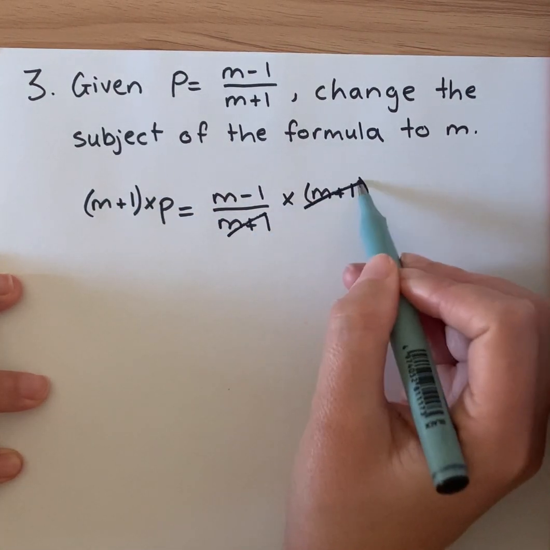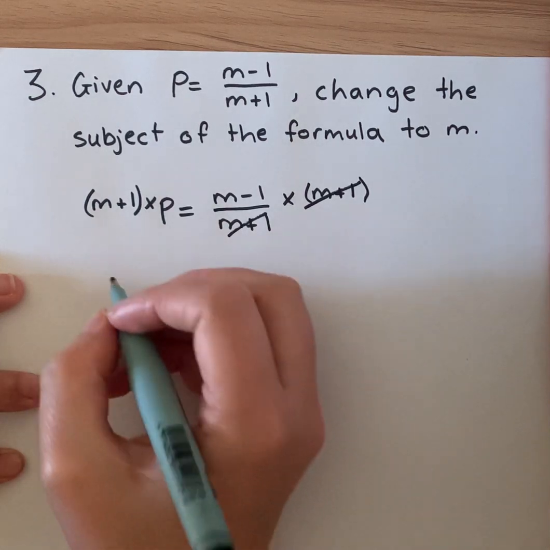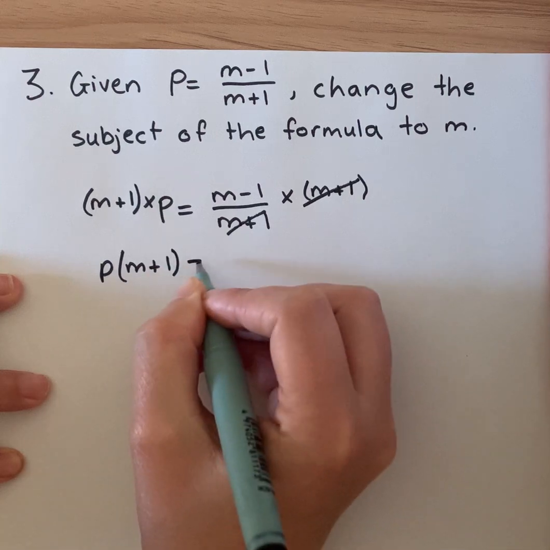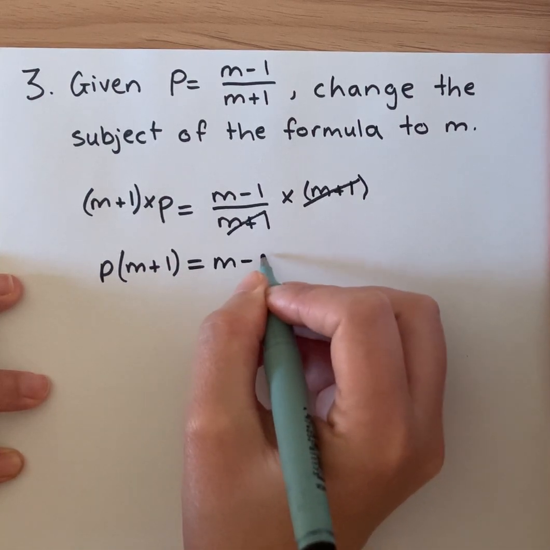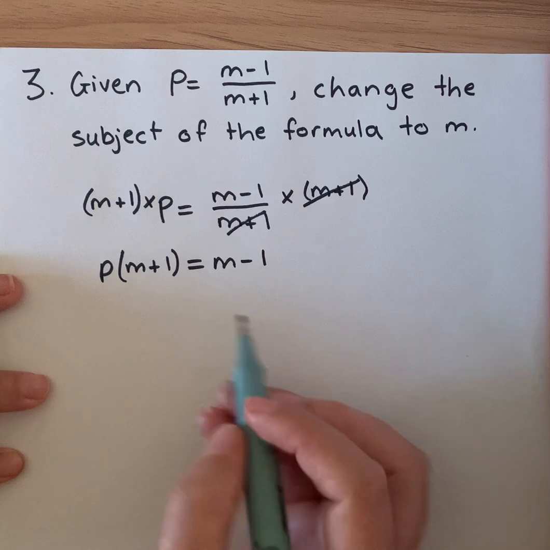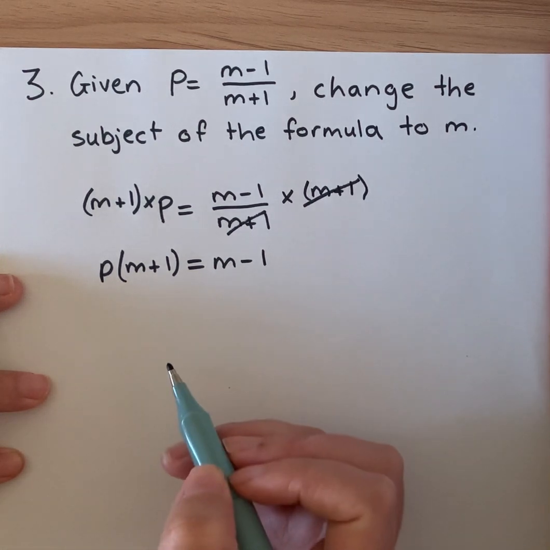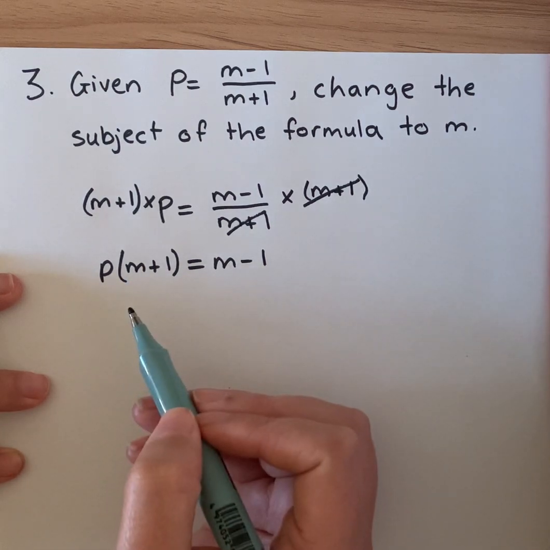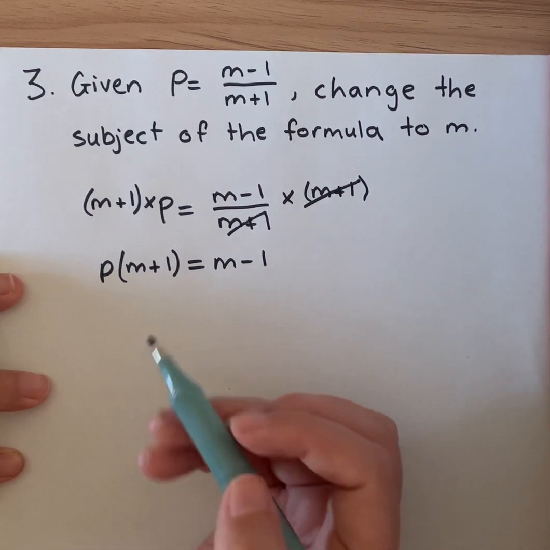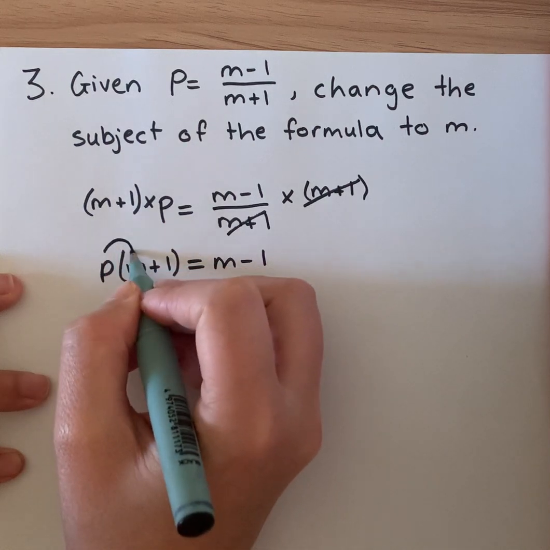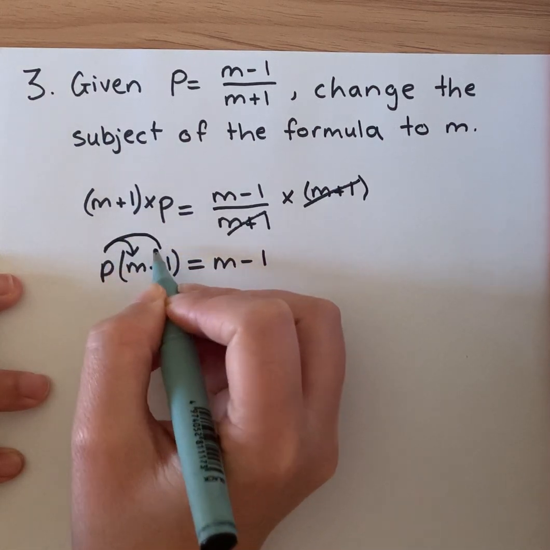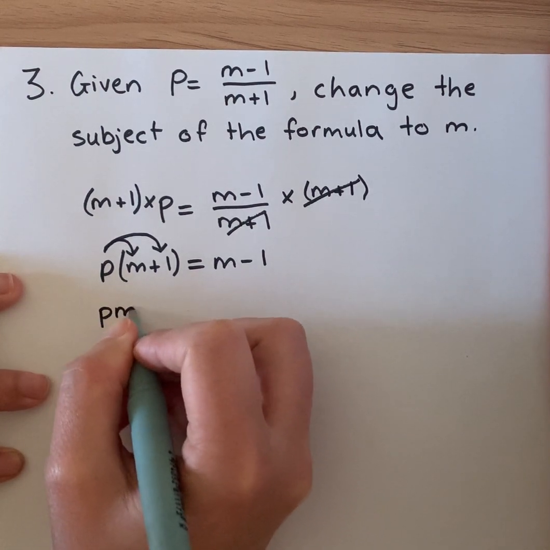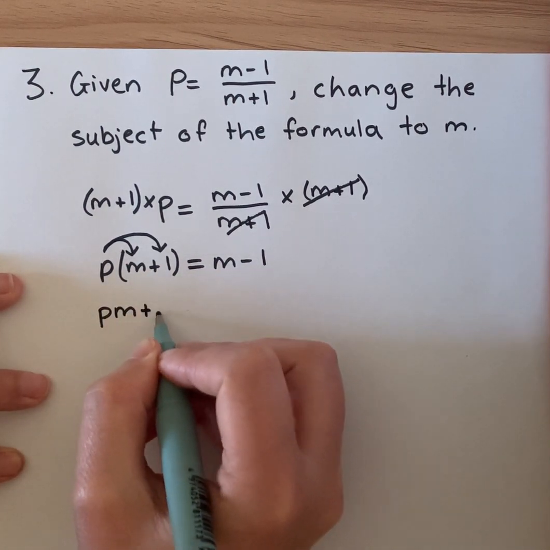So they will cancel out and we got rid of the fraction, and on the left-hand side, we're left with p times m plus 1. And on the right-hand side, we're left with m minus 1. Okay, now we still want to get these m's together. We can't do it at the moment because one's on the left-hand side, one's on the right-hand side. This one's tied up in these brackets. So let's get rid of the brackets first. Let's expand these brackets so that we can get that m term out so we can use it. All right, so p times m, pm, p times 1 is just p.